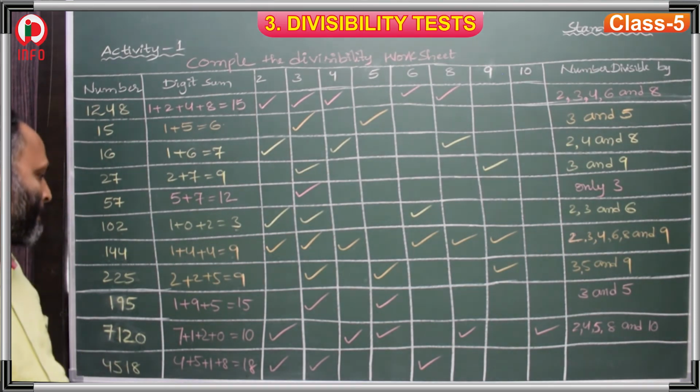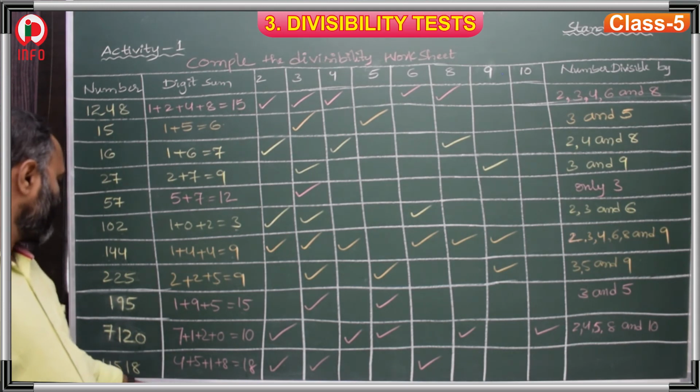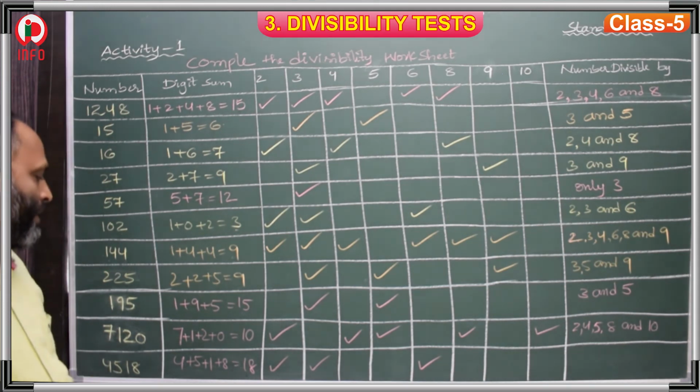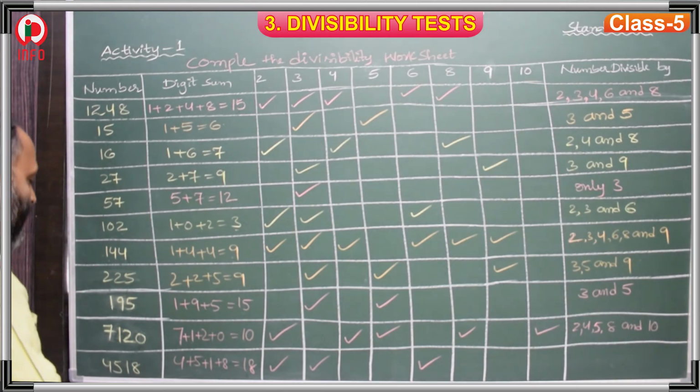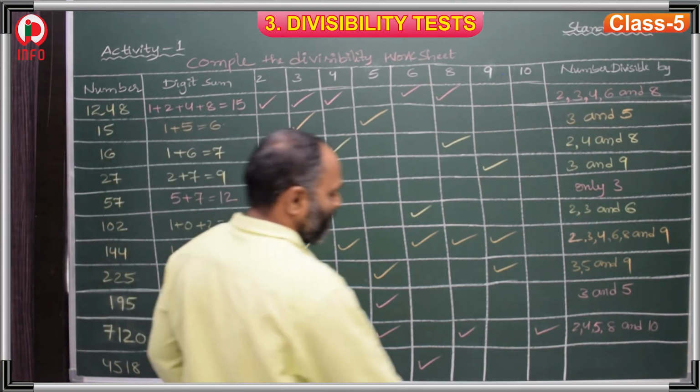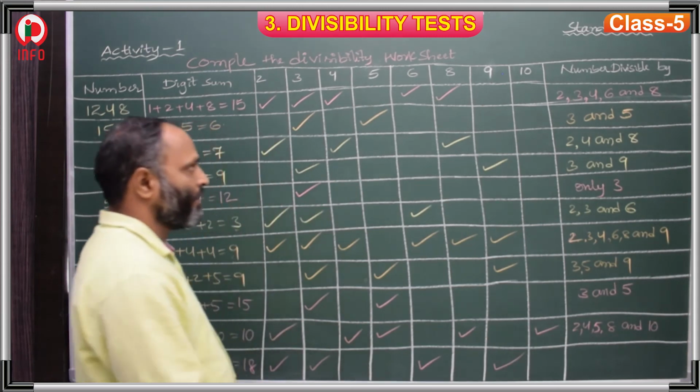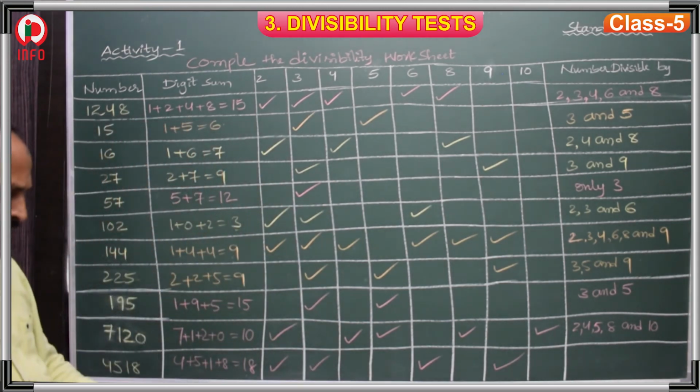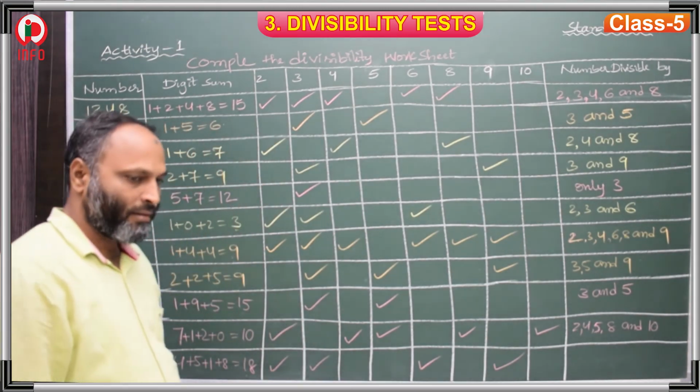Next, 8. The last 3 digits are not divided by 8, so this number is not divided by 8. For 9 also, the sum of the digits is 18, so it is divided by 9. For 10, there is no 0 in the last place, so it is not divisible by 10.